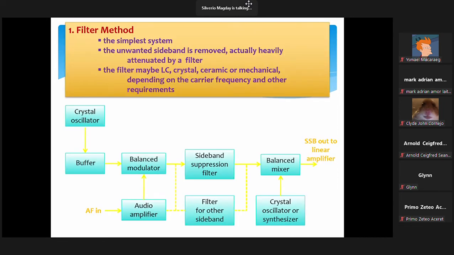So ayan, we have the filter method. Ito yung katumbas na block diagram for a filter method, which is the simplest system. Yung unwanted sideband is removed and actually heavily attenuated by a filter. The filter may be LC, crystal, ceramic, or mechanical, depending sa carrier frequency and other requirements. So, filter method.